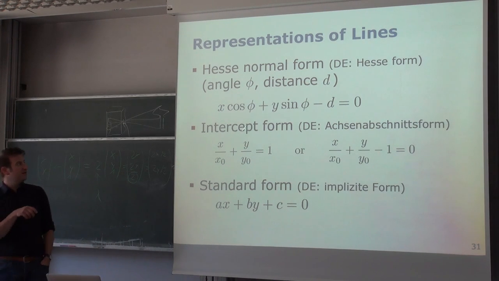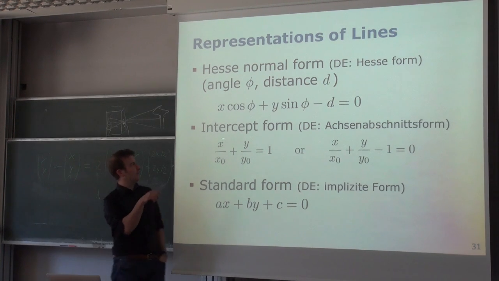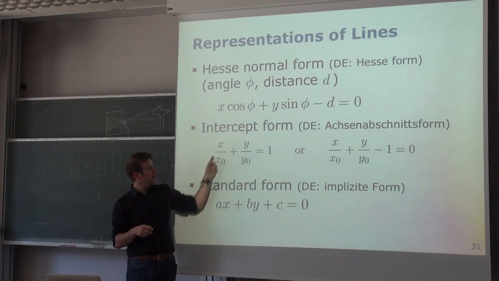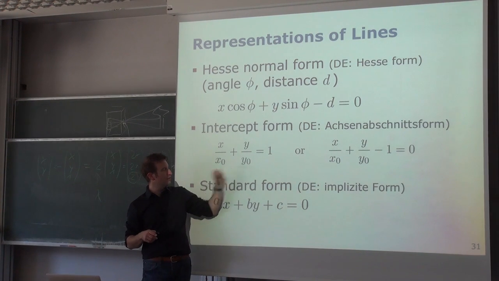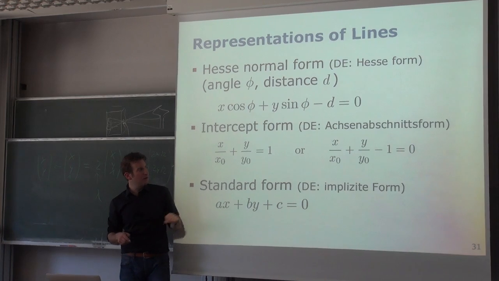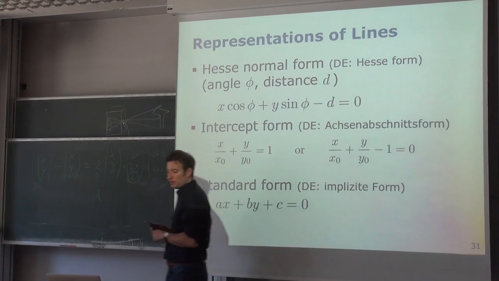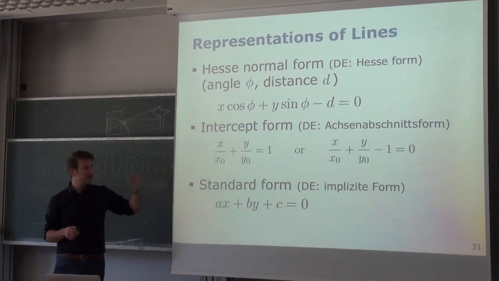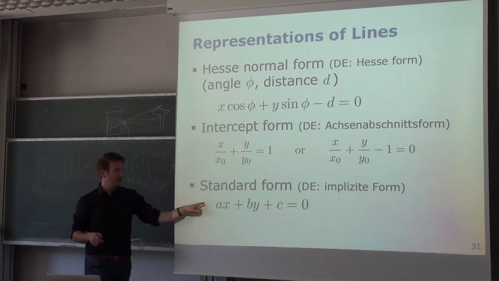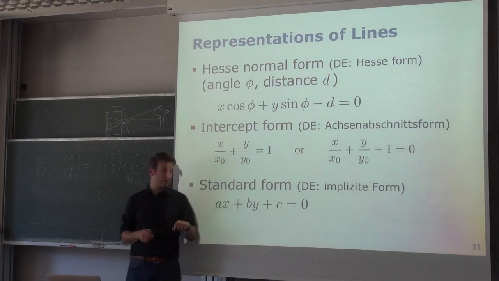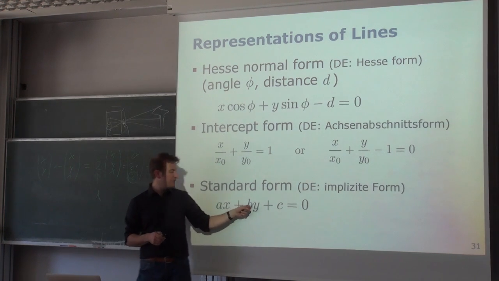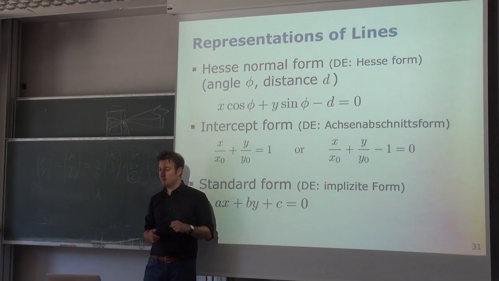The other thing is the intercept form, or Achsenabschnittsform, where you have your x and y over here and you have two parameters x0 and y0, with x over x0 plus y over y0 minus 1 equals 0, which you can use. Or what's called the standard form or implicit form is this expression over here: ax plus by plus c must be equal to 0.